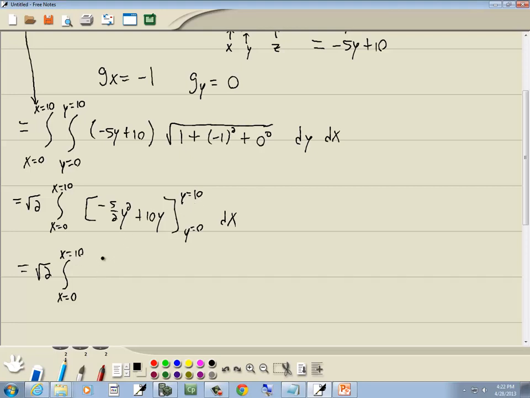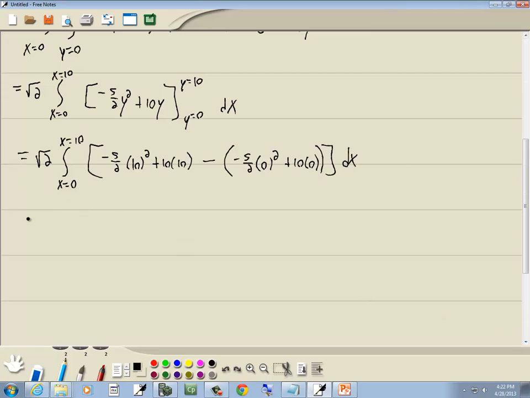Okay, now we'll plug 10 in for the y. So we've got negative 5/2 times 10 squared plus 10 times 10 minus, and then I'll put parentheses, since it has to affect everything that follows it. We'll put 0 in for the y. So I've got negative 5/2 times 0 squared plus 10 times 0, dx, from x equals 0 to x equals 10. Let me see. 10 squared is 100. Divided by 2 is 50. Times negative 5, negative 250.